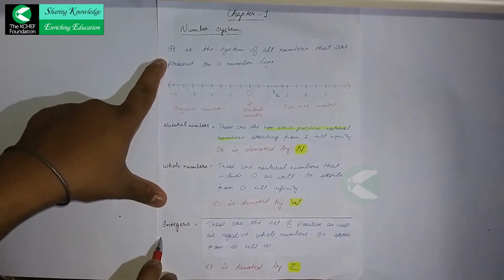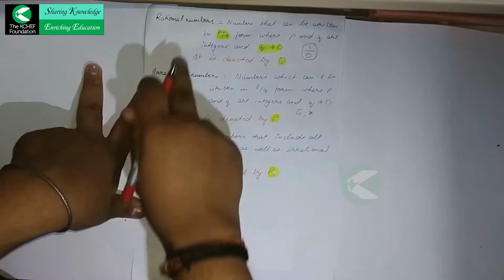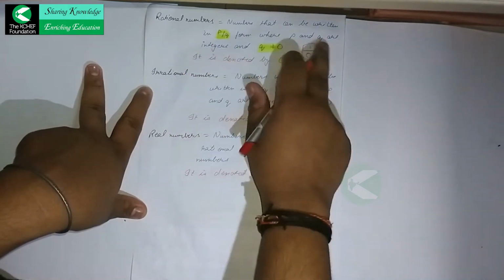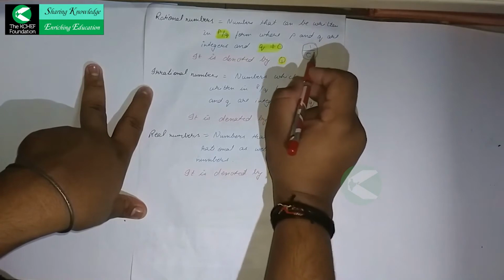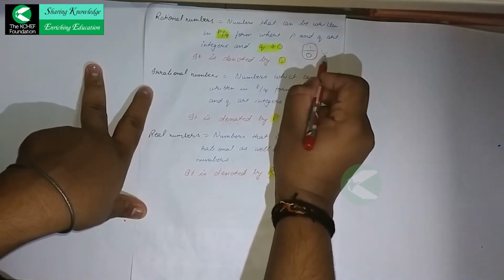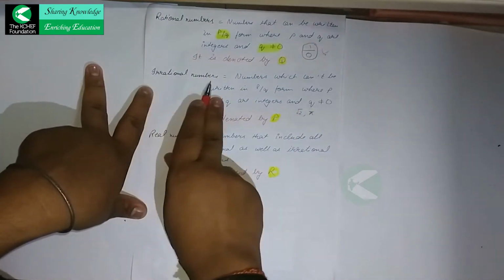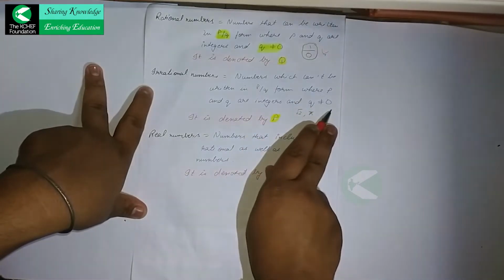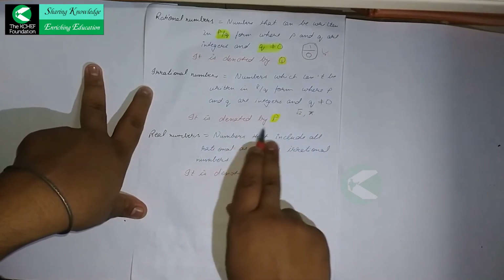Then we studied integers. These are the set of positive as well as negative whole numbers, and they are denoted by Z. Then coming to rational numbers, these numbers can be written in p by q form, where p and q are integers and q is not equal to 0. As we can see in this example, 1 by 0 is not a rational number because q is equal to 0. It is denoted by Q. Now irrational numbers are those numbers which can't be written in p by q form. Examples are root 2 and pi, and it is denoted by P.